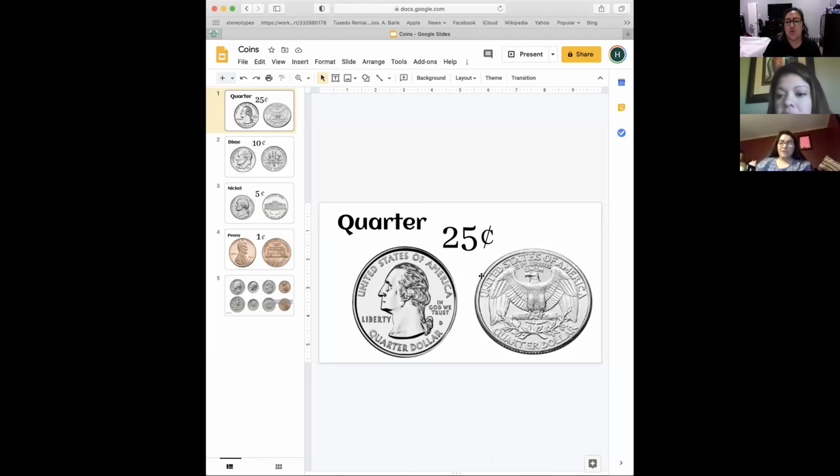So this one is a quarter. Do you know who this guy is on the quarter? No, that's George Washington. And on the back is the American bald eagle. And that coin is worth 25 cents. And this here is the word quarter. And this is what 25 cents looks like when we write it.